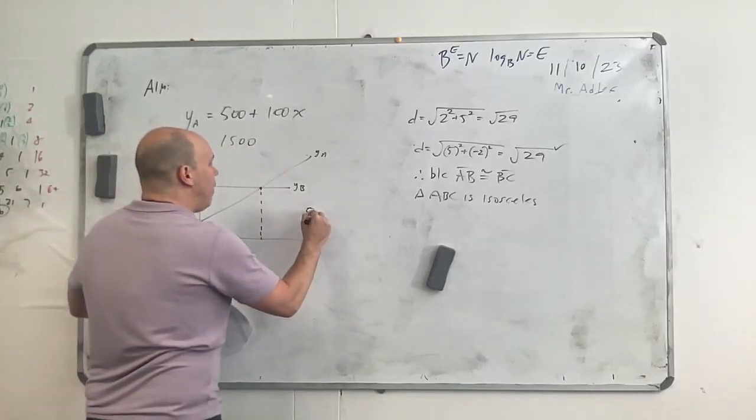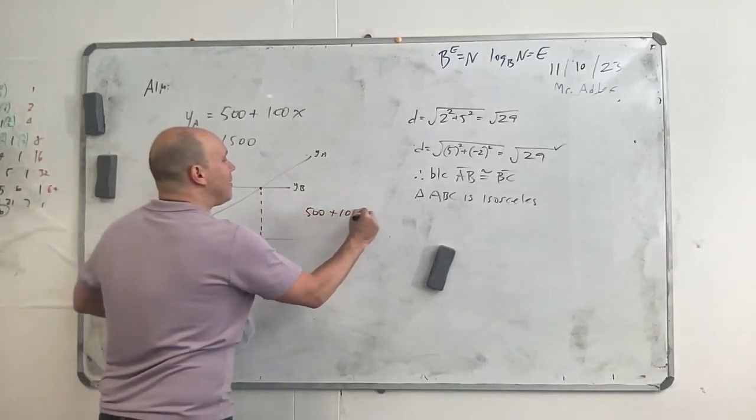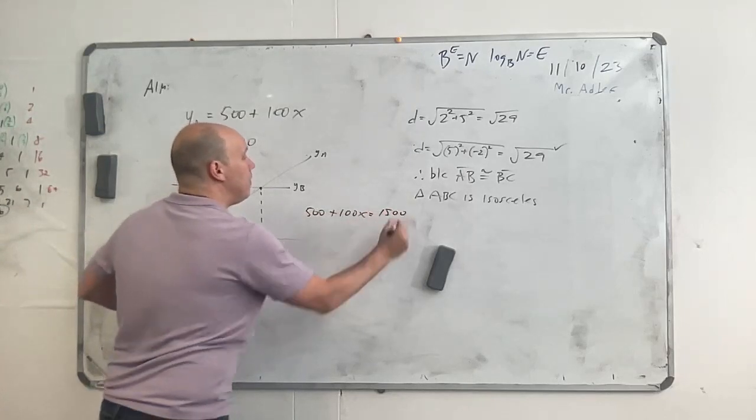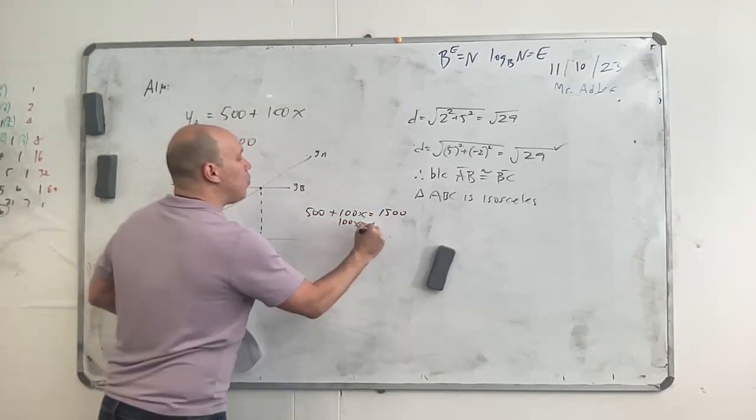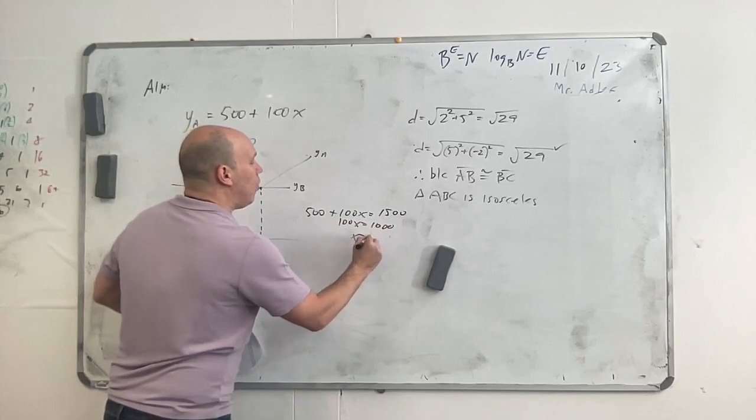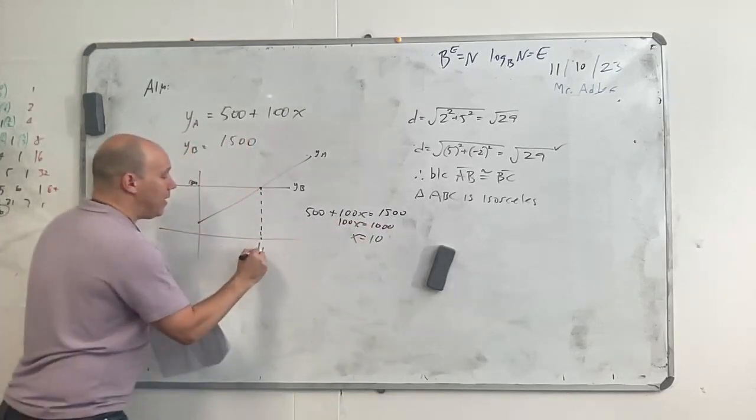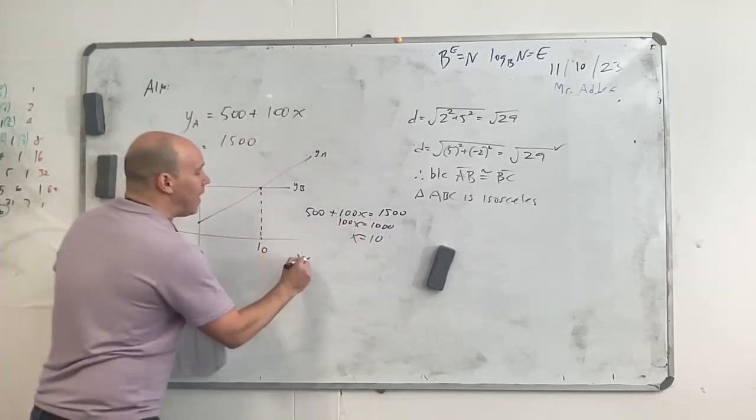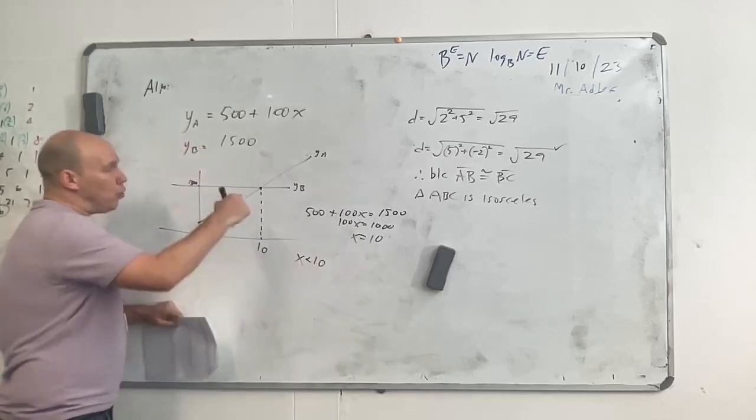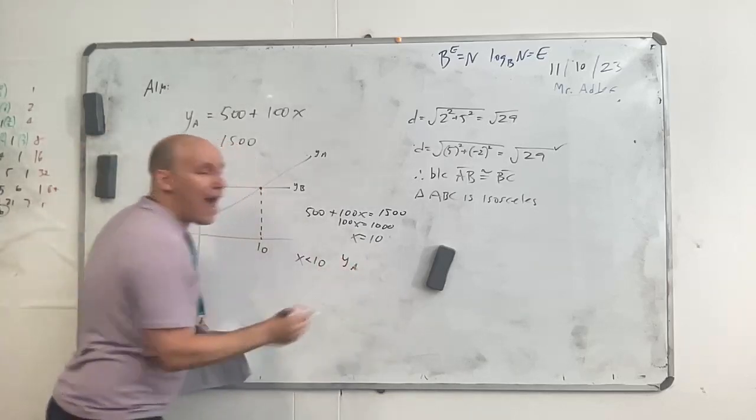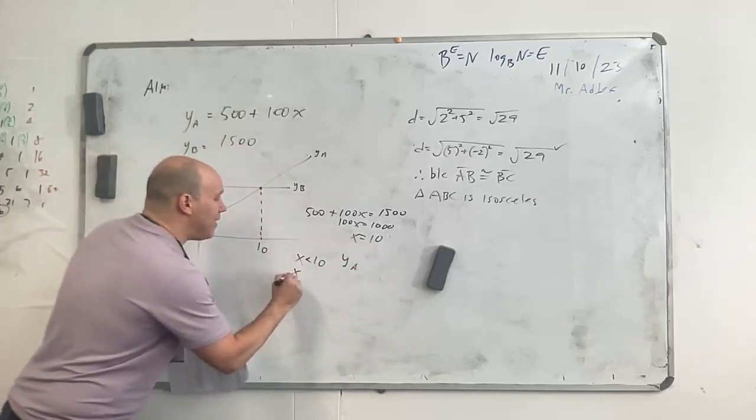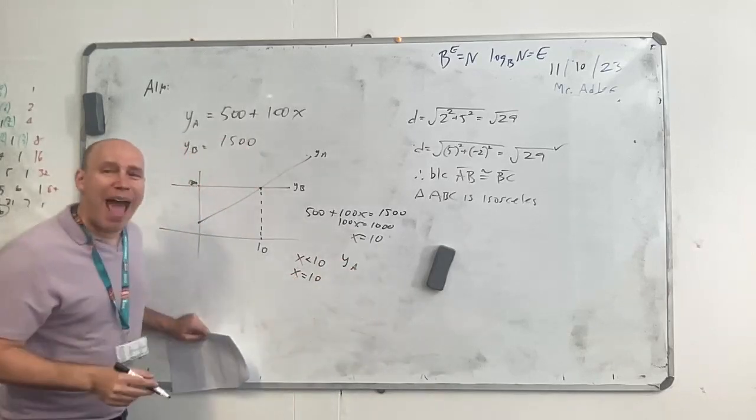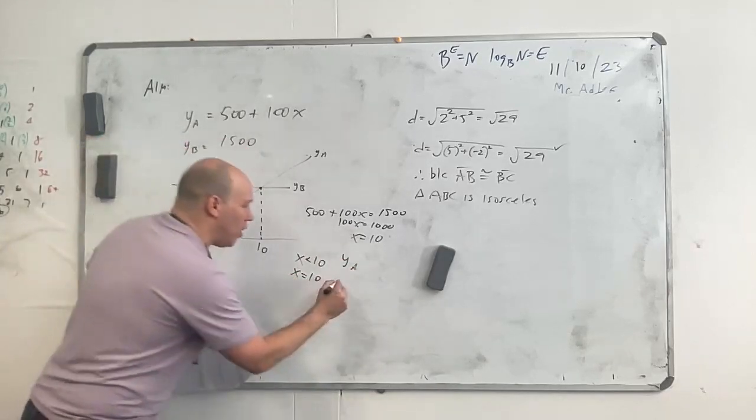So we have 500 plus 100x is equal to 1,500. 100x equals 1,000, x equals 10. The idea here is if you play less than 10 times, you should join course A. If you play exactly 10 times, it doesn't matter which golf course you go to.